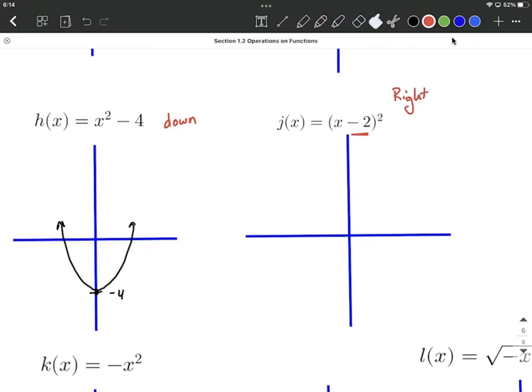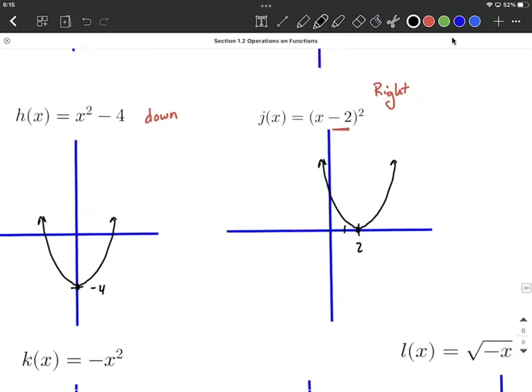So I'm going to start with my original. Let's paste this back down. Nope. Paste it back down. Work with me, iPad. And I said we were going to move to the right 2 units. Now you may be thinking to yourself, I don't know, it doesn't feel like it should move to the right 2 units.